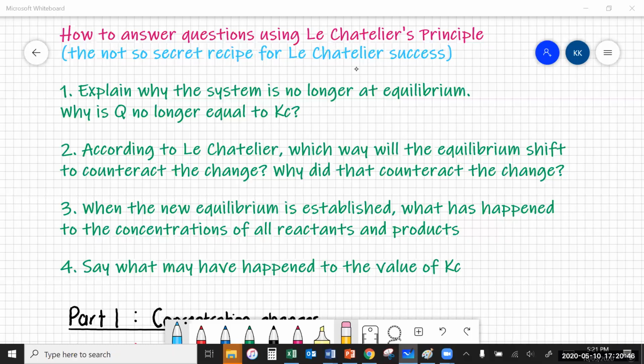You'll remember our 4-part recipe for Le Chatelier success. We're going to follow those same steps today. So let's apply those to temperature changes.